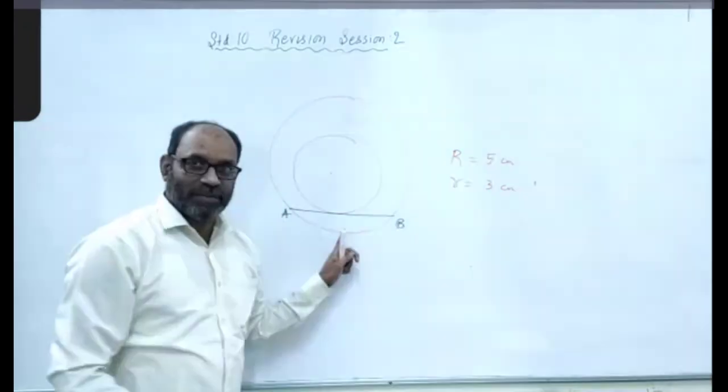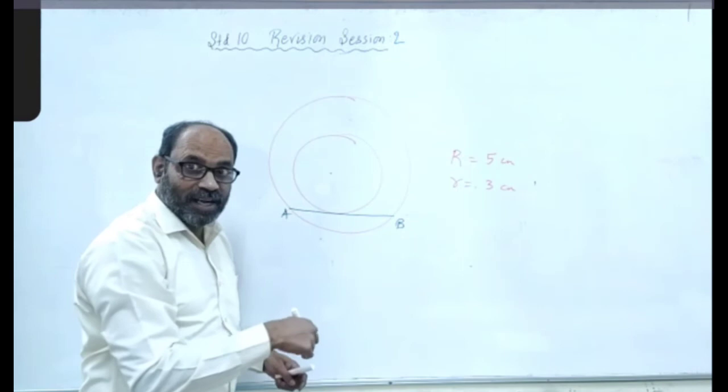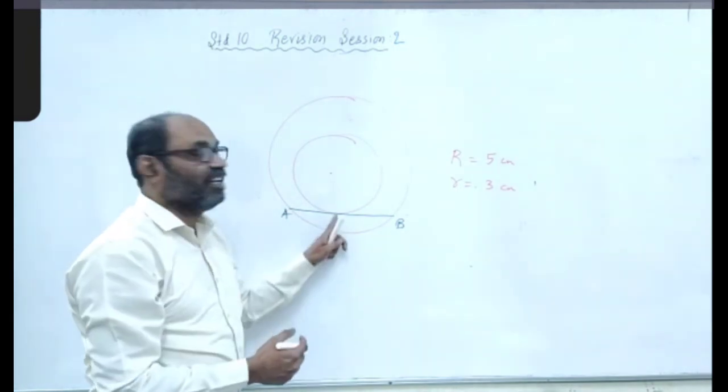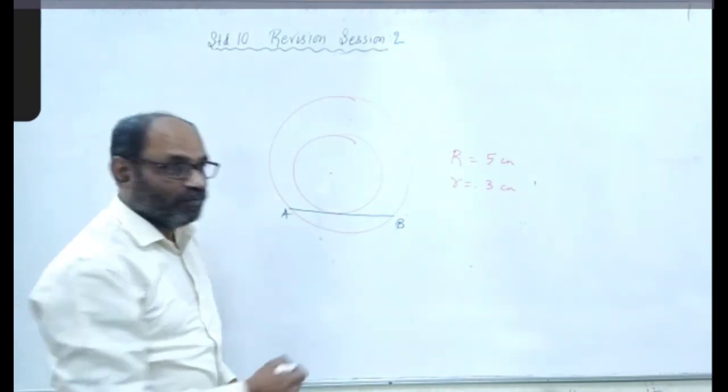Outer circle का chord AB. Can you see line segment AB? It is chord of outer circle. It just touches the inner circle. Then what is the length of the chord?